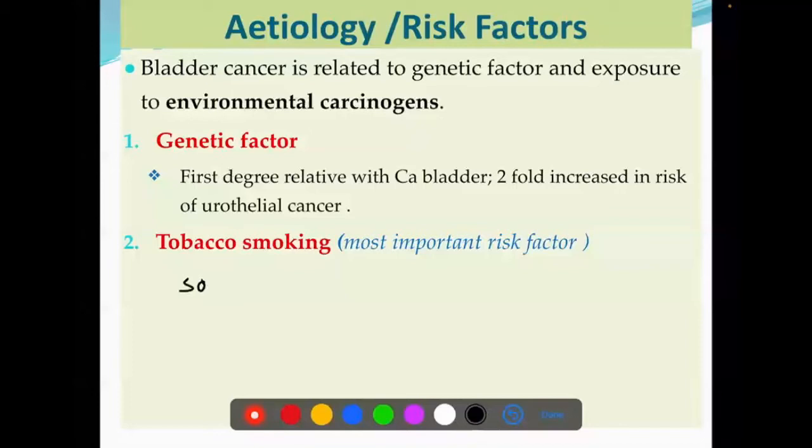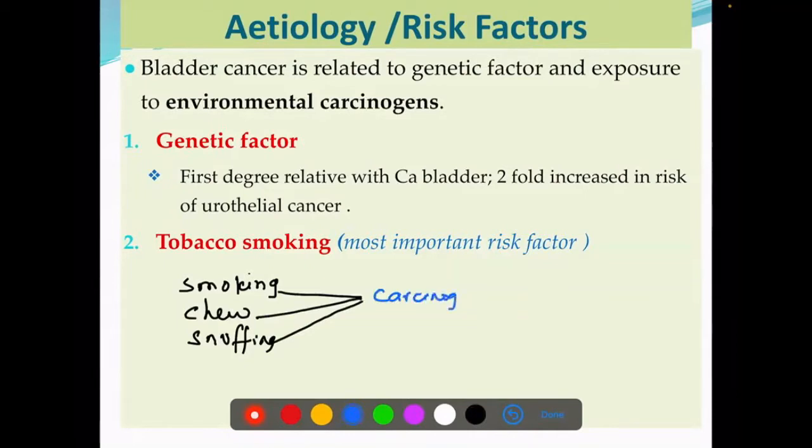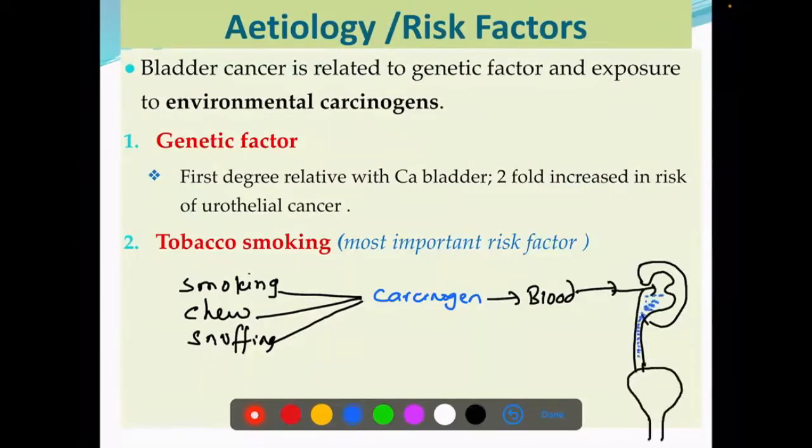smoking or chewing or snuffing, whatever the route of intake, after the intake, the carcinogen inside the tobacco obviously will go to the blood, right? And from there, if anything goes to the blood, it will go to the kidney for filtration, right? It gets filtered in the kidney, and then at the end, it will come to the bladder. The urine with that carcinogen will come to the bladder, and it stays there for a while.